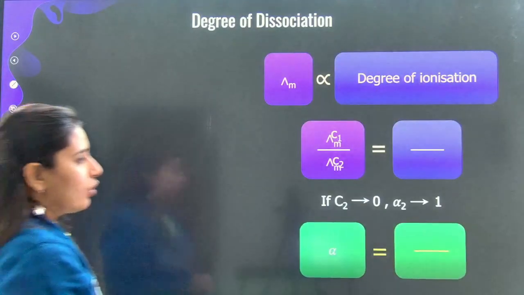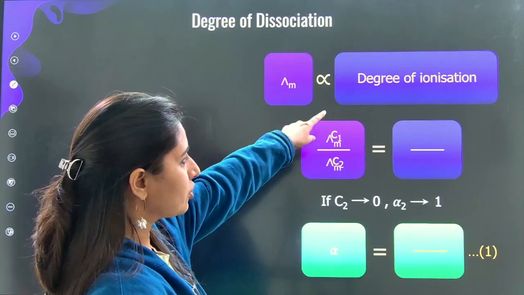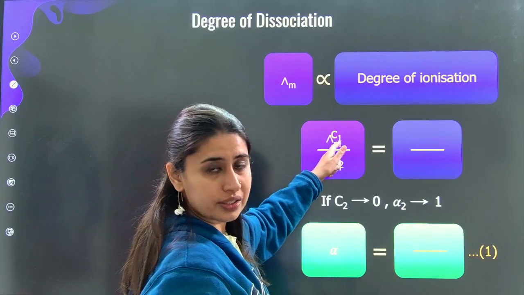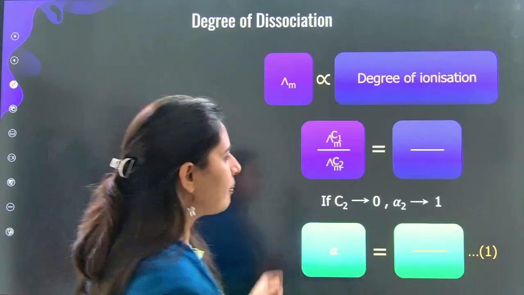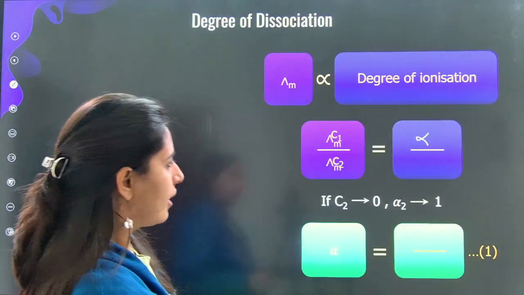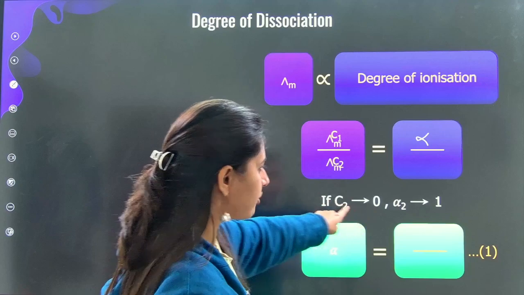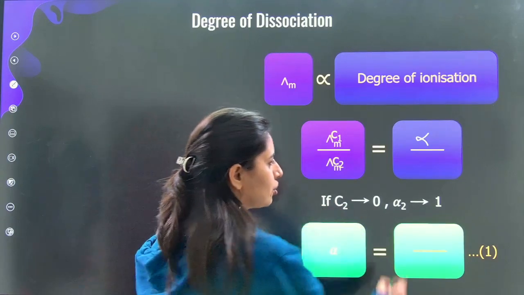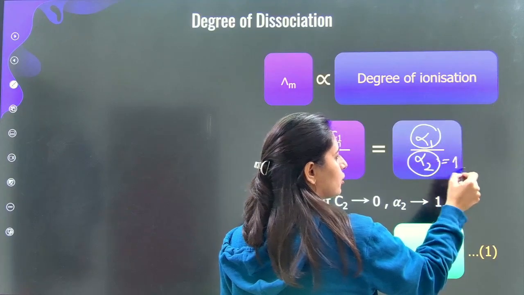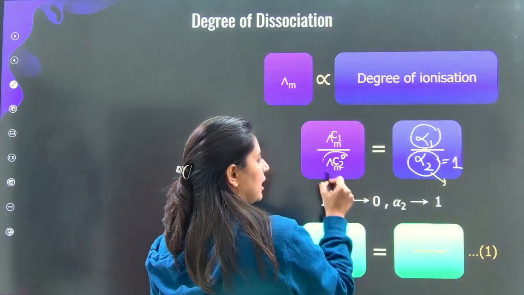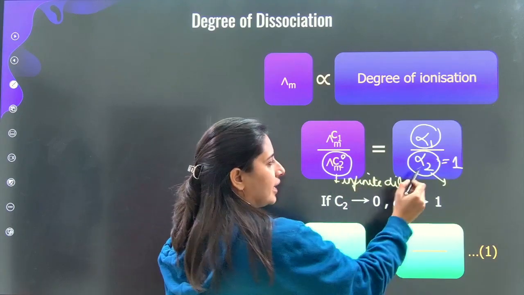So, you know that in order to find out alpha, all you can do is lambda m will be proportional to the degree of ionization. At some concentration C1, we will have some alpha associated to it, right? And when we take the concentration C2 equal to 0, that means we are doing infinite dilution. So this will be alpha 1, some value, but alpha 2 will be equal to 1, because at infinite dilution C2, alpha 2 becomes 1.